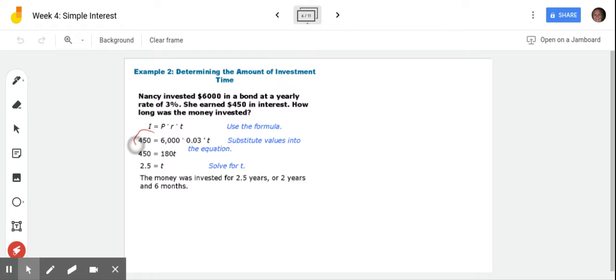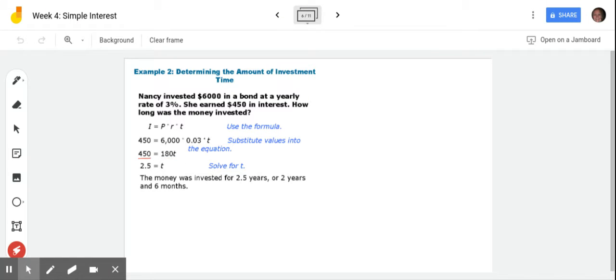So we're going to plug in what we know. The interest that Nancy earned on her investment was $450. Her principal was $6,000. The rate was 3%, which we convert to 0.03. We don't know the T, or the time. So we're going to start by multiplying 6,000 times 0.03, and that gives us 180. So now we're left with 450 equals 180 T. We divide both sides by 180, and we get T equals 2.5. The money was invested for 2.5 years, or 2 years and 6 months.